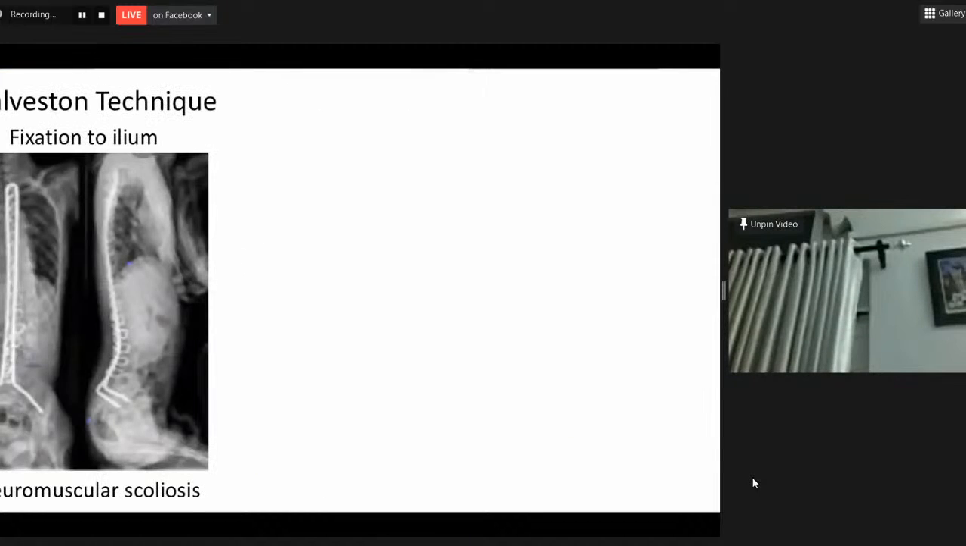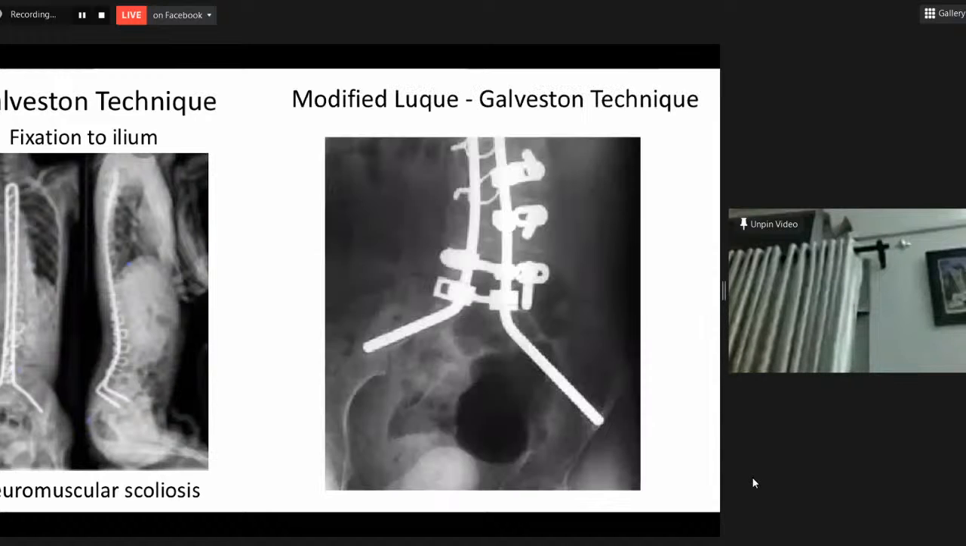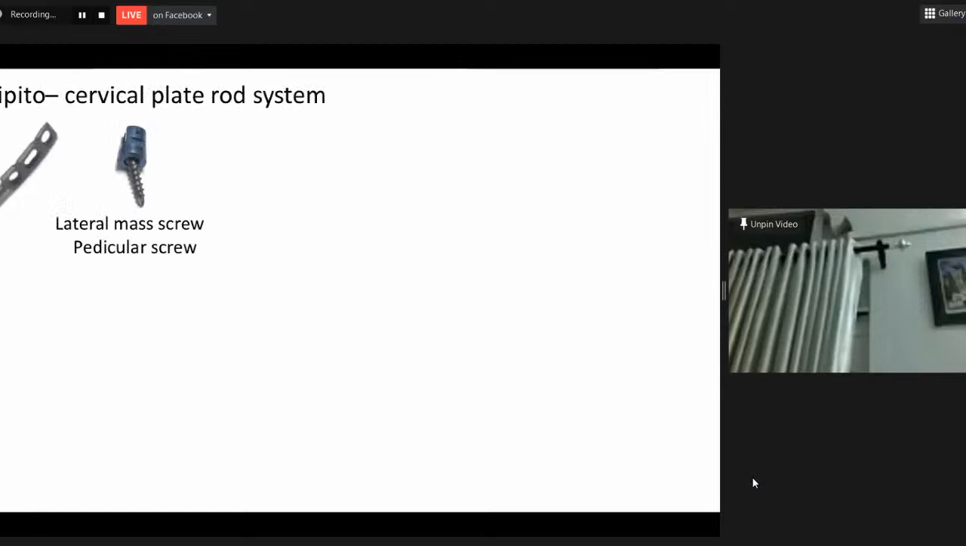Then what about this Galveston technique? Here, this rod was pushed into the ilium. So this is known as the Galveston technique. Later on, it was modified by Galveston, and here the other things are also sublaminar wire and screws also.